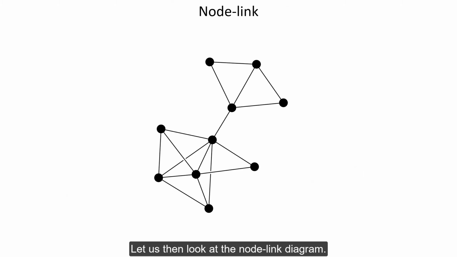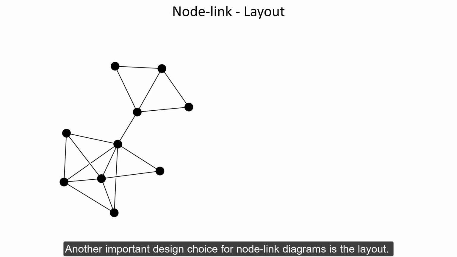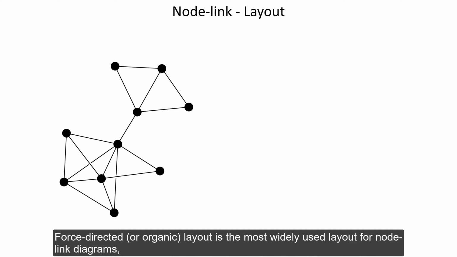Let us then look at the node link diagram. Crossings are inevitable for creating node link diagrams. We consulted with an experienced transcriber about the ways of representing the crossings. She suggested introducing gaps to make it easier for touch readers to distinguish the individual lines. Another important design choice for node link diagrams is the layout. Force-directed or organic layout is the most widely used layout for node link diagrams.